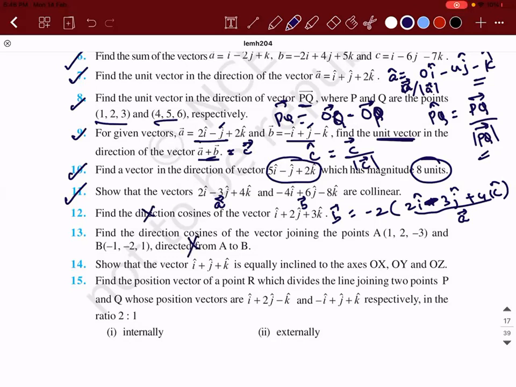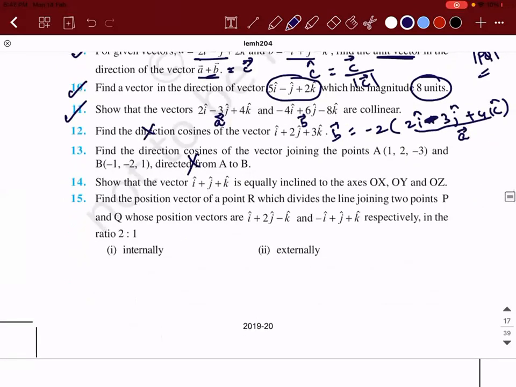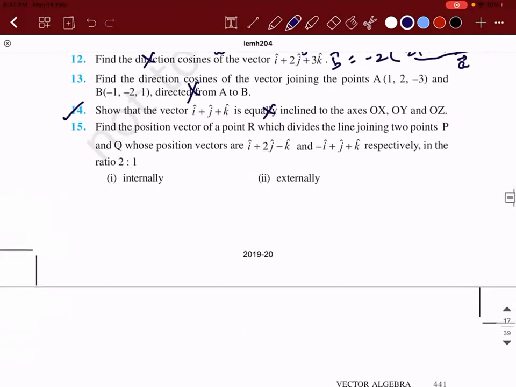Direction cosines not needed. So see, I'm not saying not needed means they're deleted. I'll explain the same concept in the next chapter better. Okay. 14th one is also based on direction cosines only, so not needed as of now.